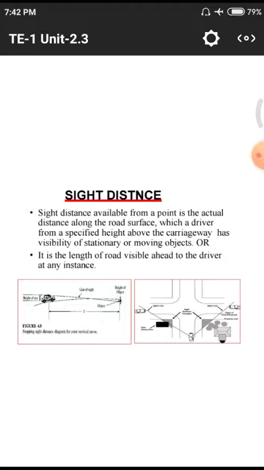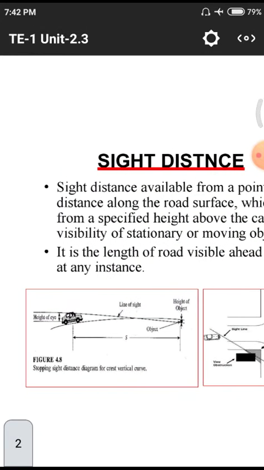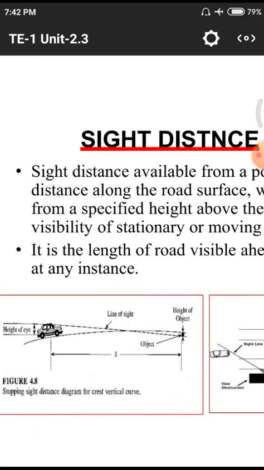We have two figures in the diagram. In the first figure, I will enlarge the diagram. The vehicle shown in the diagram is a car. That means a car is moving on a particular span of road. S is mentioned here, and S is called the sight distance.